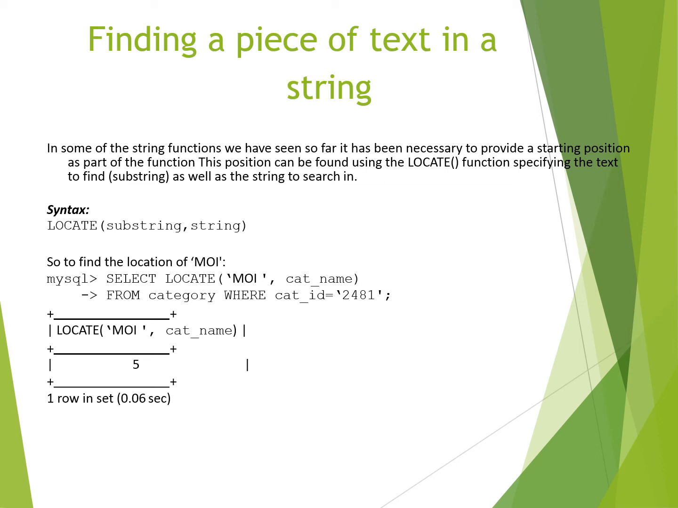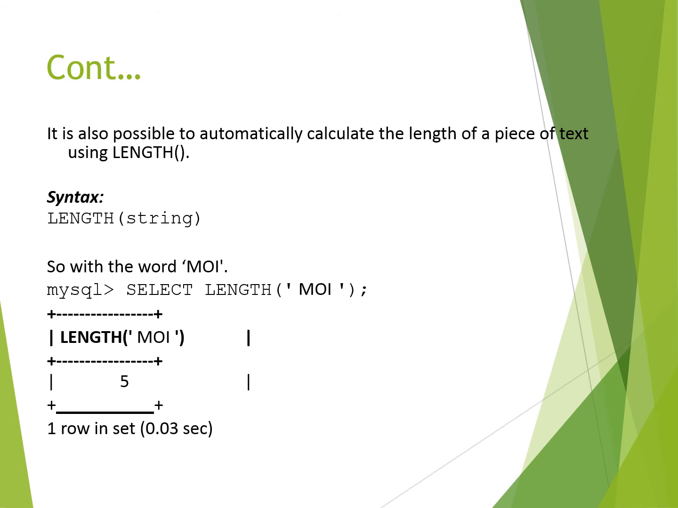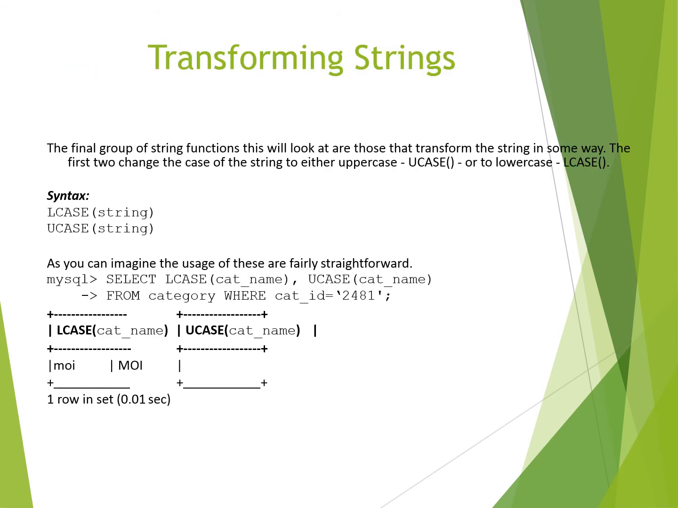Finding a piece of text in a string. In some of the string functions we have seen so far, it has been necessary to provide a starting position as part of the function. This position can be found using the locate function, specifying the text to find, a substring, as well as the string to search. Here is the code and syntax of extracting strings. For transforming strings, we use UCASE and LCASE.